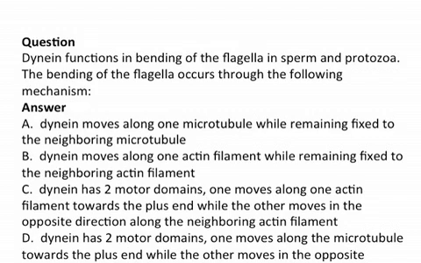Dynein moves along actin. No. Dynein has two motor domains. One moves along one actin filament. No, right? Because you got actin there again. Dynein has two motor domains. One moves along the microtubule towards the plus end, while the other moves in the opposite direction. So if they're both completely sliding against each other, then you're not going to have that bending. So you need to have it fixed on one end. Questions about this?